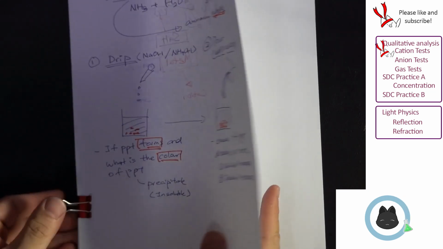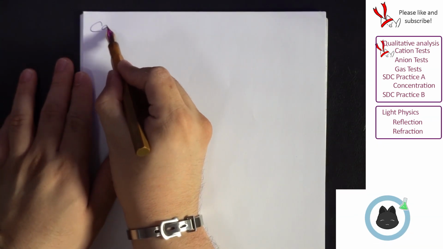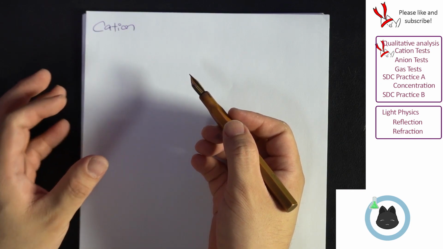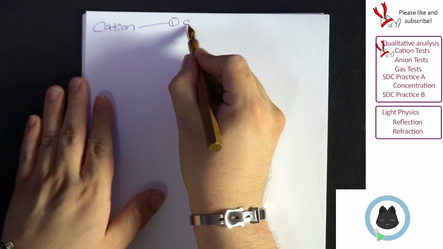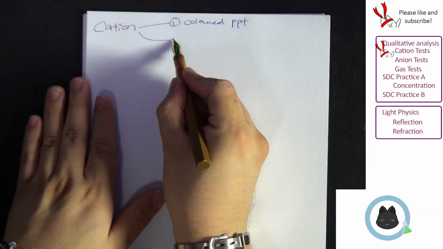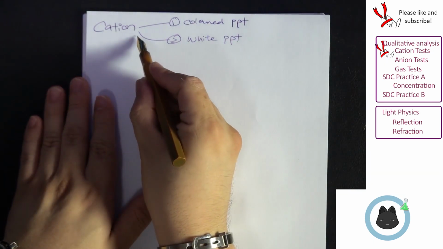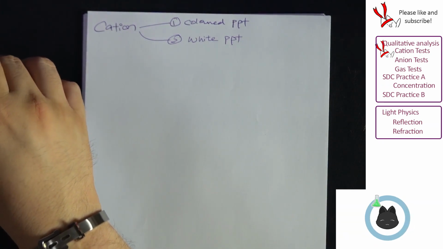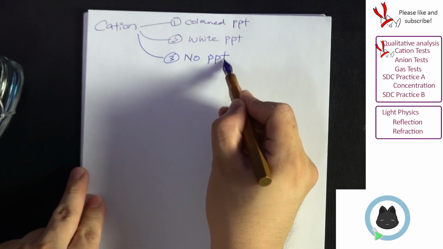Okay, good. So this is the cation test table. Under the cation test table, the simplified method is to group the PPTs with similarities together. What do I mean by that? The first group is all the colored PPT. The second group is all the ones with white PPT. And the very last group is anything with no PPT, which means no PPT forms.